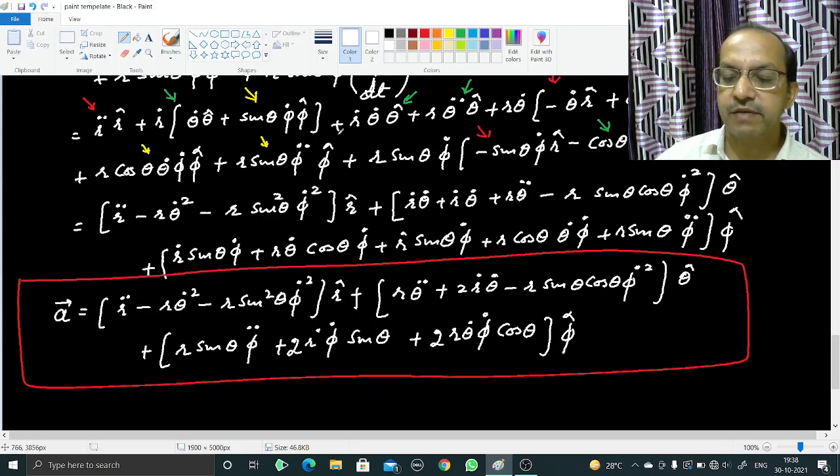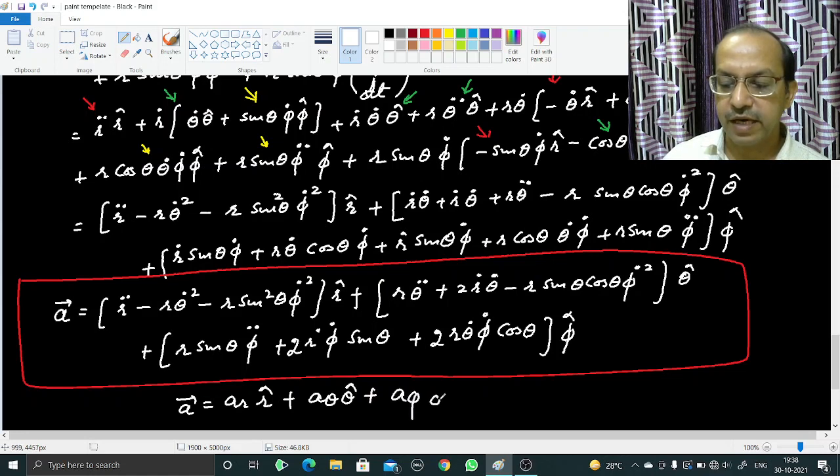It has 3 components. A is equal to A_r r cap plus A theta theta cap plus A phi phi cap. So A_r is equal to r double dot minus r theta dot square minus r sin square theta phi dot square. A theta is r theta double dot plus 2 r dot theta dot minus r sin theta cos theta phi dot square. A phi is r sin theta phi double dot plus 2 r dot theta dot sin theta plus 2 r theta dot phi dot cos theta. These are the 3 components of acceleration.